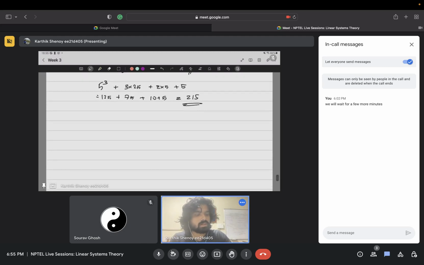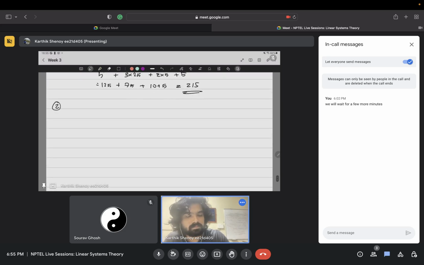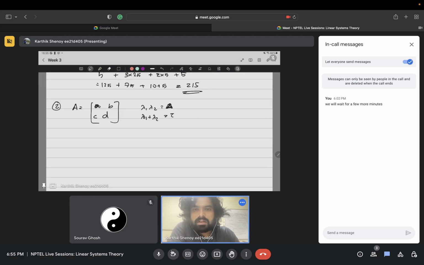Yeah, now we look at second order systems. Let us take a second order matrix A, B, C, D. Now, we know that lambda 1 times lambda 2 is the determinant, which I will denote as delta, and lambda 1 plus lambda 2 is the trace. Now, maybe you do not need the exact values of the eigenvalues, you just need to know if they are positive or negative.